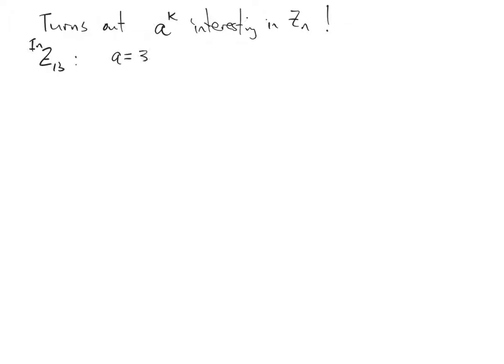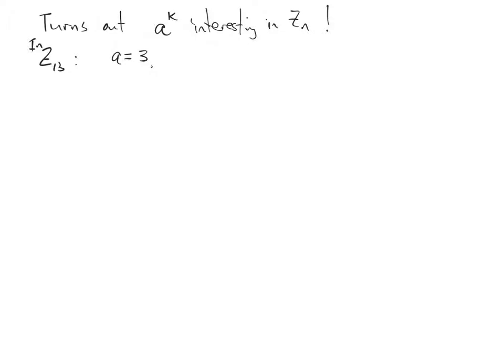So we're now on page 31. It turns out, and this is a huge thing for everything we're going to do, that a to the k is interesting in Z sub n. What do I mean by that? Well, let's just do one tiny example. Let's take Z sub 13, and let's take a equal to 3.